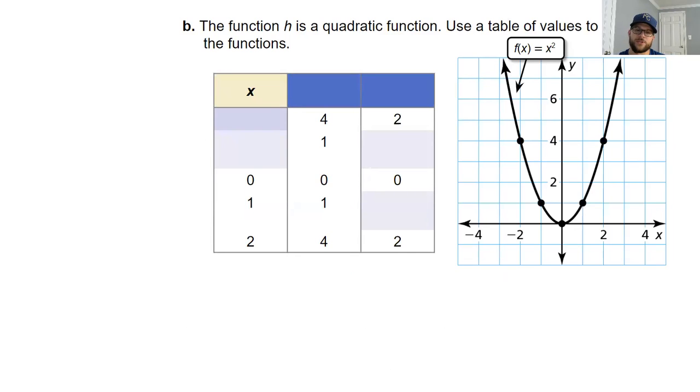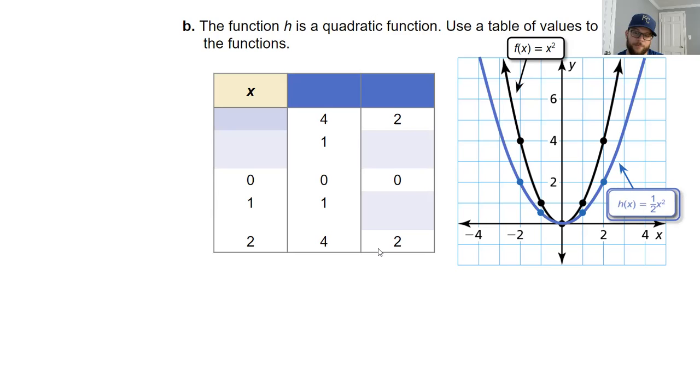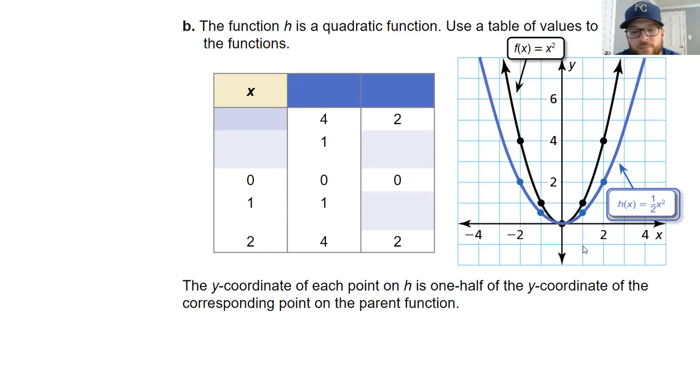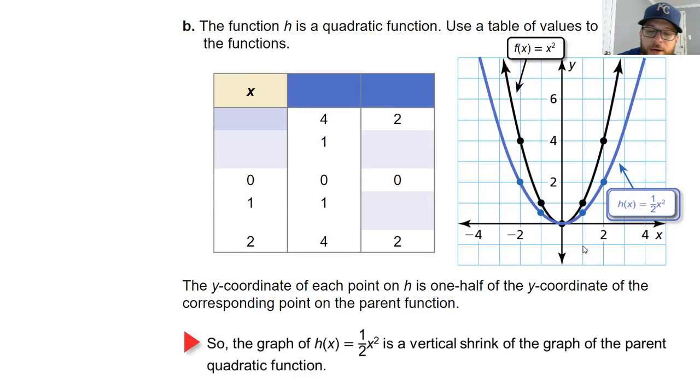So half of 4 is 2. Half of 1 is 0.5. That should be right here, 0.5. Same thing down here on this side, 0.5, and then half of 4 is 2. So it is being shrunk vertically, or compressed vertically. I don't want you to think of stretching horizontally. I want you to think of all of our stretches and compressions happening vertically. So we're compressing it down so that all of these y values are being smushed down closer to the middle. So it is 1/2 of each of the corresponding points from the parent function, and it is a vertical shrink.